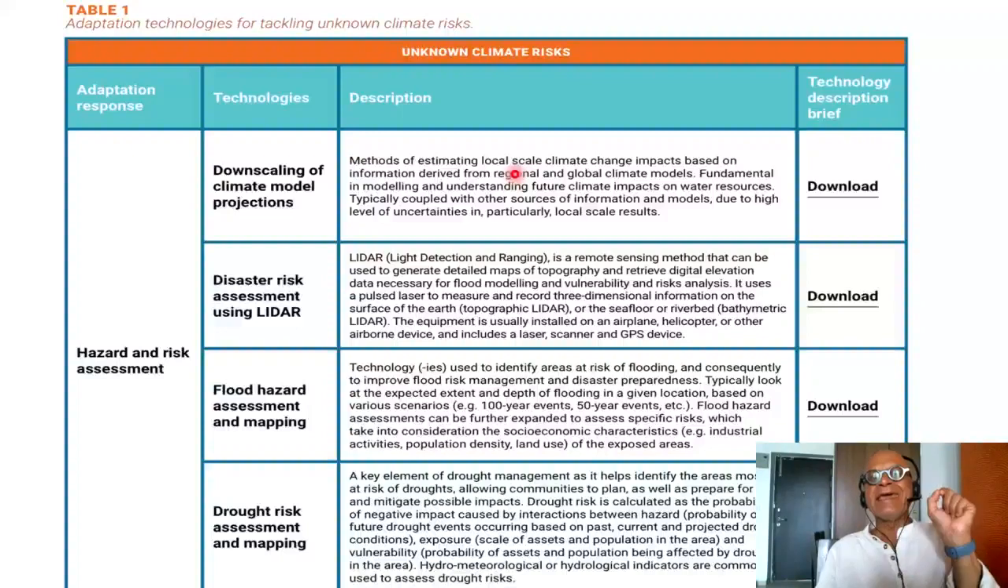And then typically artificial intelligence and machine learning are used to bring that information further down to neighborhood levels, street levels, to manage climate risks for flood or whatever else. Okay, so that's very common, and you can read the technology description there. Disaster risk assessment using LiDAR, light detection and ranging, is a remote sensing method that can be used to generate detailed maps of topography and retrieve digital elevation data necessary for flood modeling and vulnerability and risk analysis.